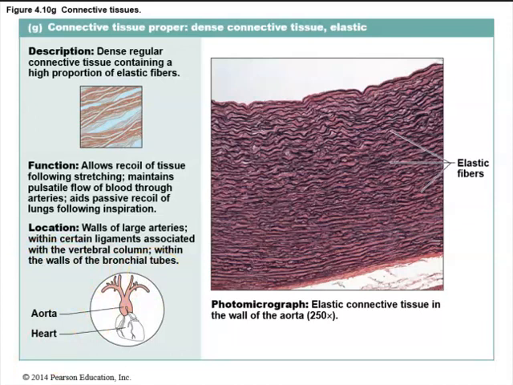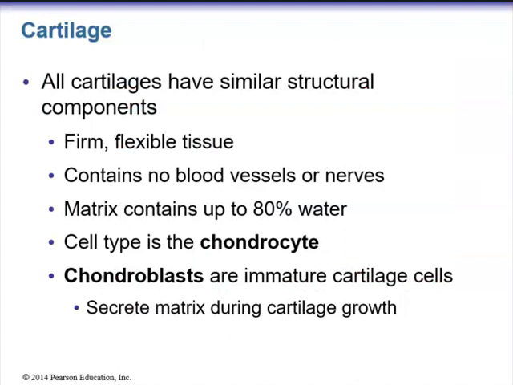The next type of tissue that we're going to talk about is cartilage. Now, all cartilages have similar structural components. We know that cartilage is firm. It's a flexible tissue. It does not contain any blood vessels or nerves. The matrix of cartilage contains up to 80% of water.